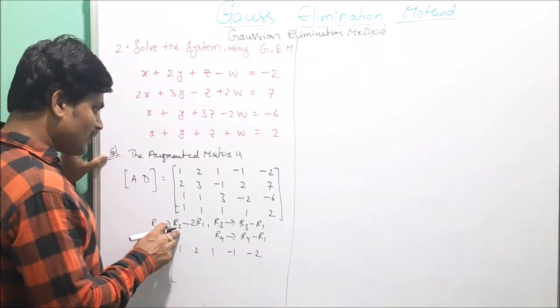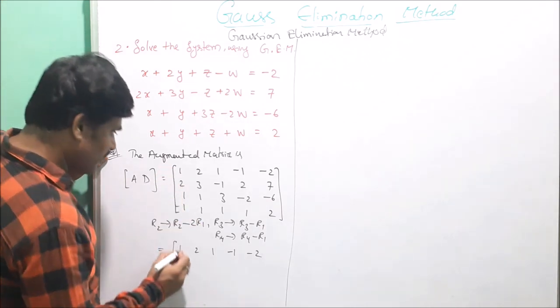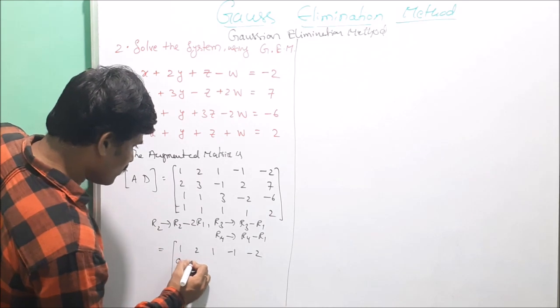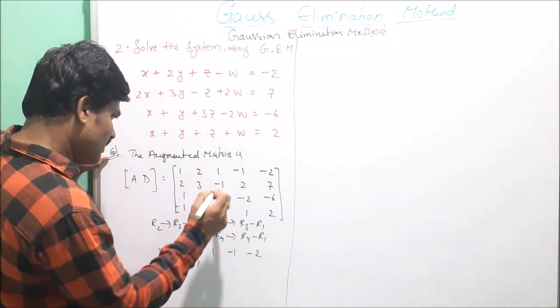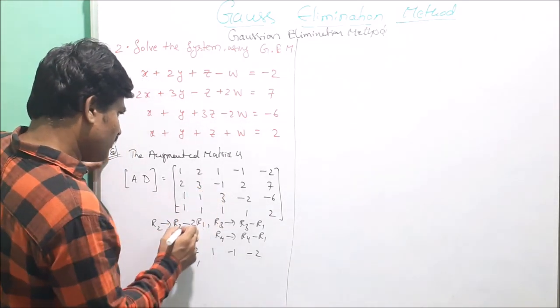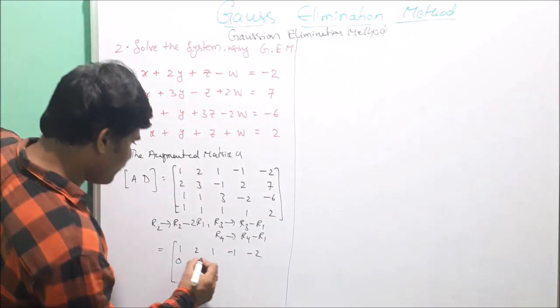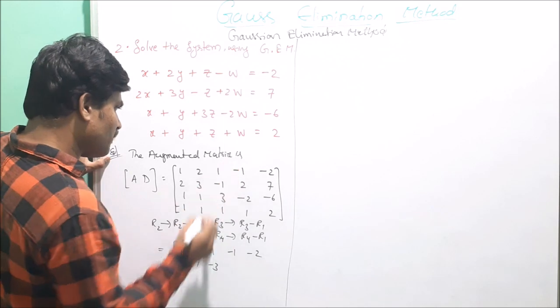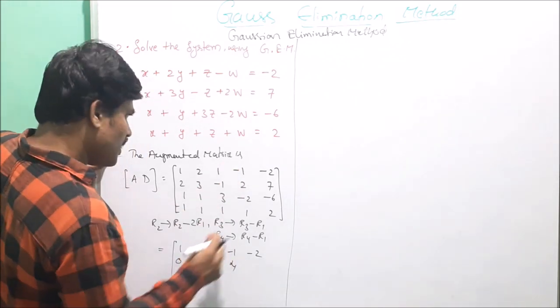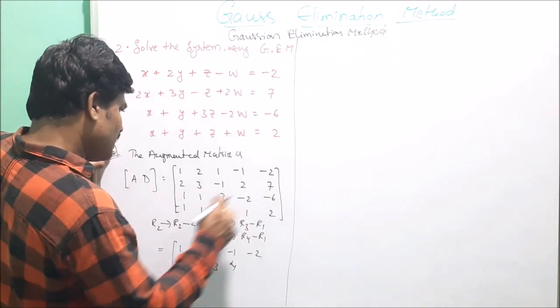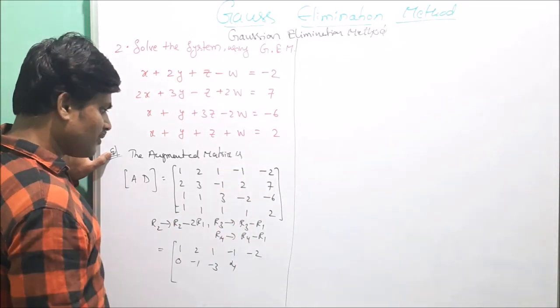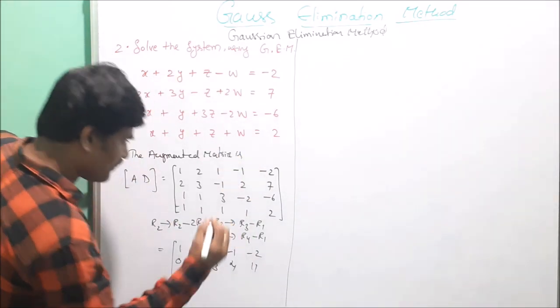In the second row, R2 minus 2 R1. 2 minus 2 into 1, 0. So 3 minus 2 into 2, 3 minus 4, minus 1. Here, minus 1 minus 2 into 1, minus 3. Here, 2 minus 2 into minus 1 plus 2, 4. And here also, 7 plus 2 into 2, minus 2 into minus 2, 7 plus 4, 11.